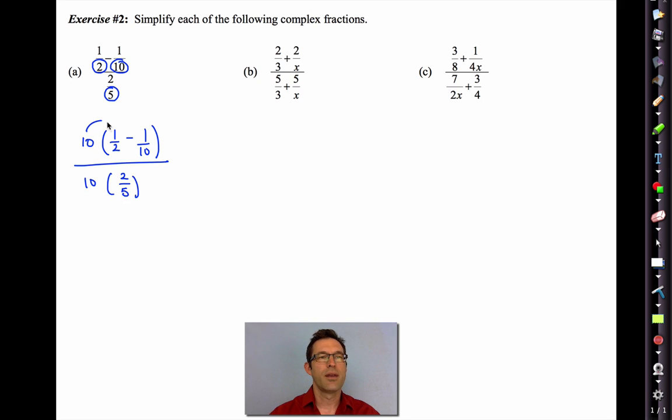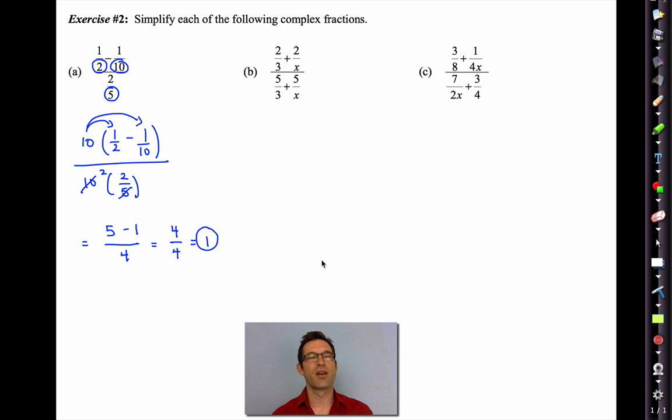Now the numerator is more complicated, it's a binomial. But when I multiply 10 by 1/2, I get 5. And when I multiply 10 by 1/10, I get 1. When I multiply 10 by 2/5, that's a little more complicated, but I get 4. I then combine in the numerator, 4 divided by 4, hey, I get a nice answer, the number 1. So 1/2 minus 1/10 divided by 1/5 is 1.